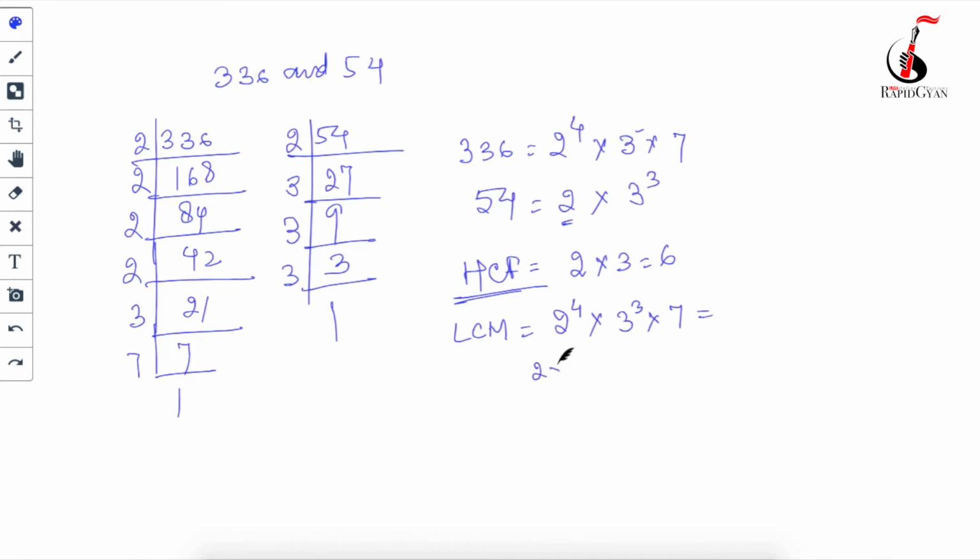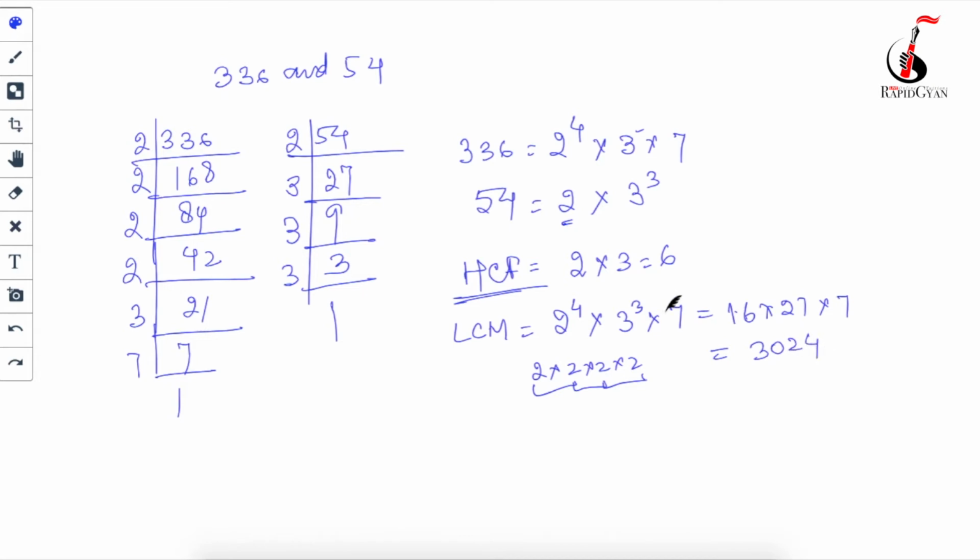So if you multiply this, 2 to the power 4 is 2 times 2 times 2 times 2: 2 to the 4, 4 to the 8, 8 to the 16. So it's 16 times 27 times 7, which, if you multiply this, you will get 3024.